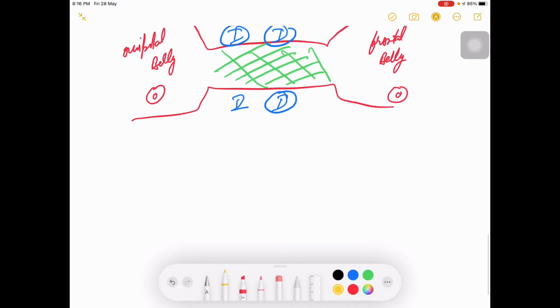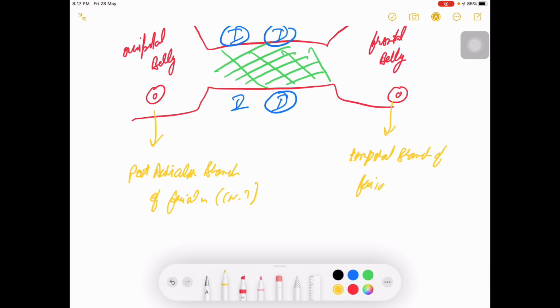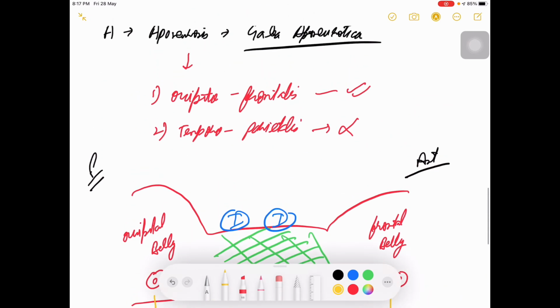Now you need to know about the nerve supplies. The occipital belly is supplied by the posterior auricular branch of the facial nerve, that is your cranial nerve 7, whereas the frontal belly is supplied by the temporal branch of the facial nerve, again the same nerve but a different branch. Okay, so getting my point about these things. So this was your SCA.